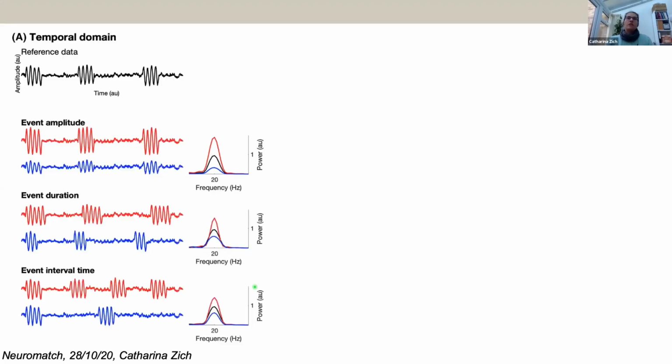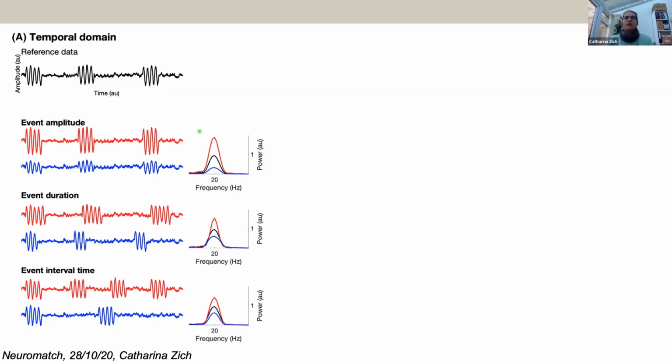Here we see a reference signal which contains 3 bursts, and then we have 3 different scenarios: event amplitude, event duration, and event interval time underneath each other. In each of these scenarios, we have a red line, which is always indicating an increase, and a blue line, which is always indicating a decrease relative to the black reference signal. For the first scenario, we see an increase in amplitude of these bursts relative to the black reference, and a decrease in amplitude in blue.